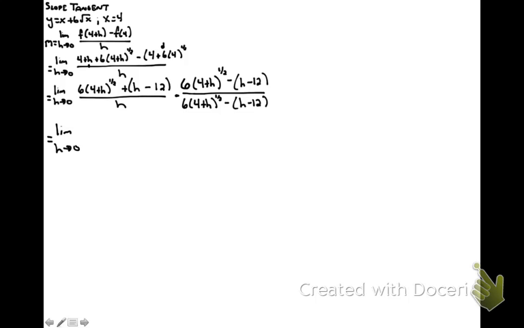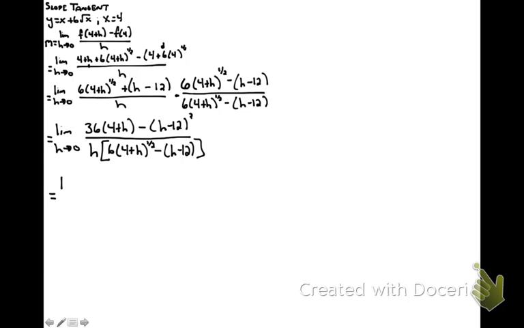So when we multiply in the numerator, we're going to be left with 36 times 4 plus h minus h minus 12 squared, right? Because those middle terms cancel out, all over this nasty thing: h times 6 times 4 plus h to the 1/2 minus h minus 12. Right, so it's just kind of gross right now.